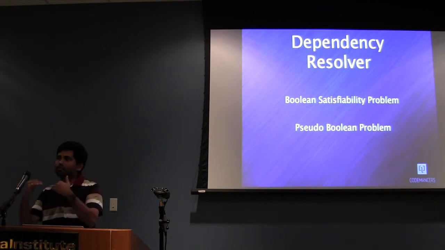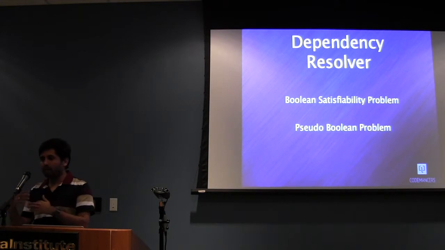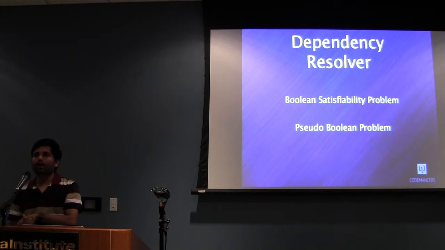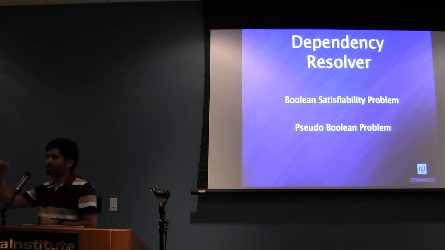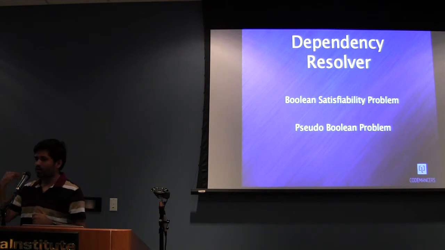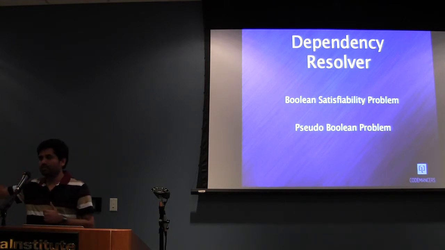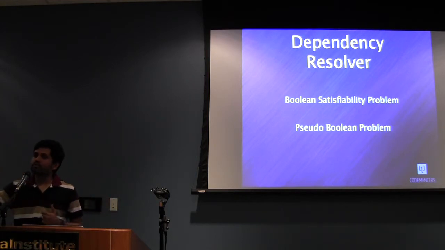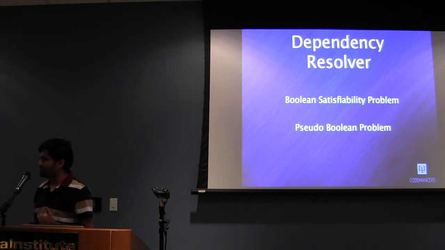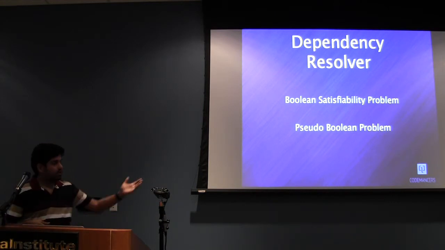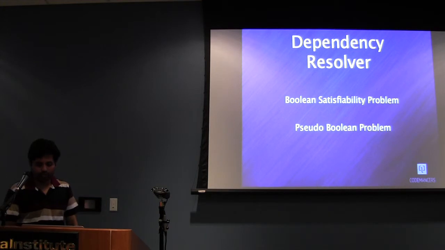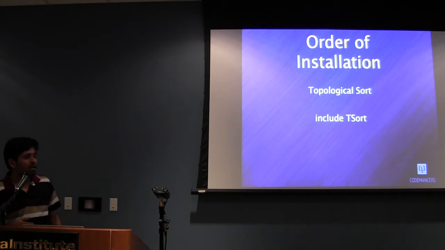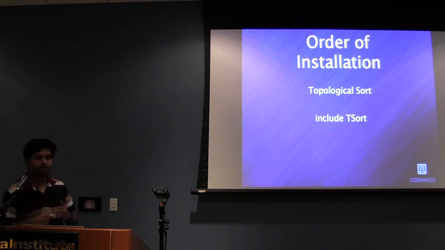After the dependency graph is made and Bundler figures out what gems to install, the next difficult problem Bundler has is to figure out in what order gems should be installed. For example, you have Rails, which depends on Active Support, and Active Support depends on something else. So Active Support has to be installed first before Rails can be installed. For the order of gems, Ruby already has a library, part of the standard library, the topological sorter, TSort.